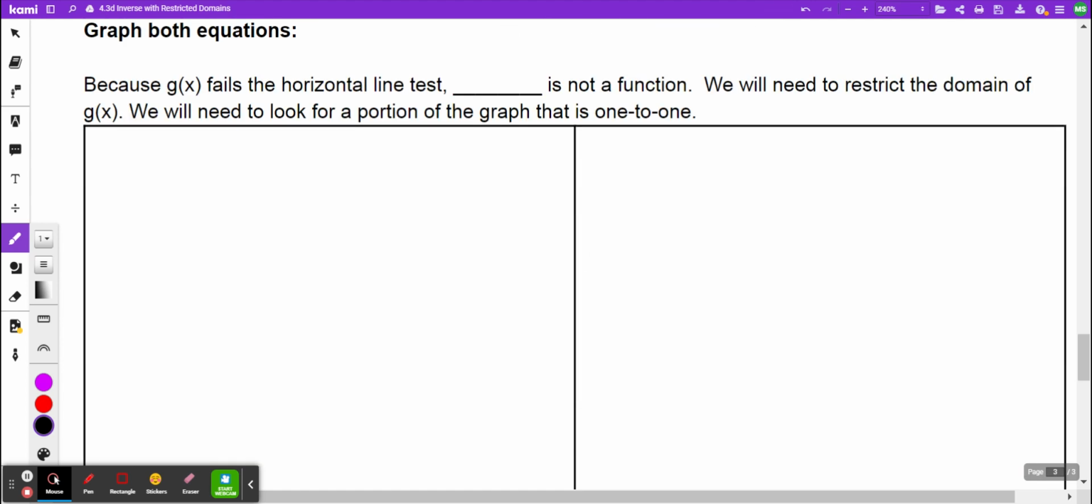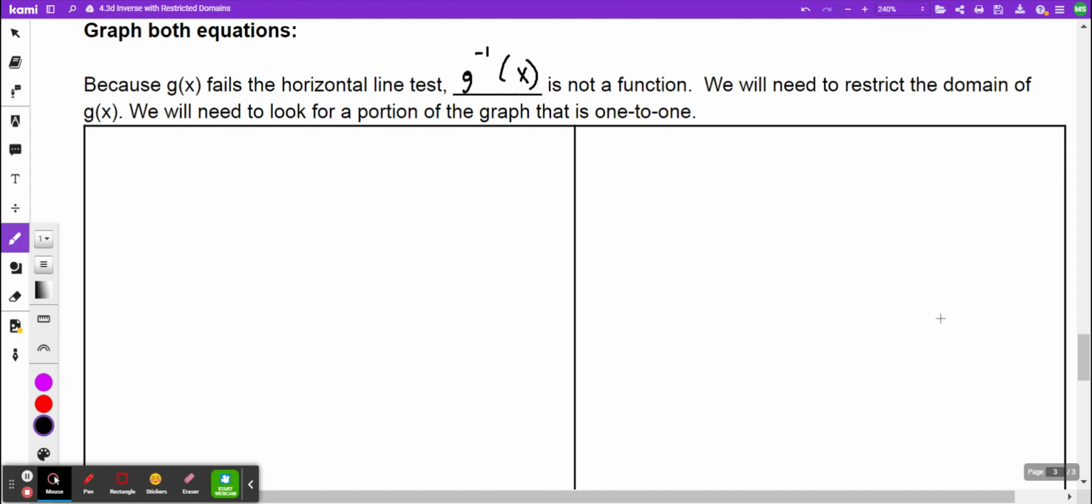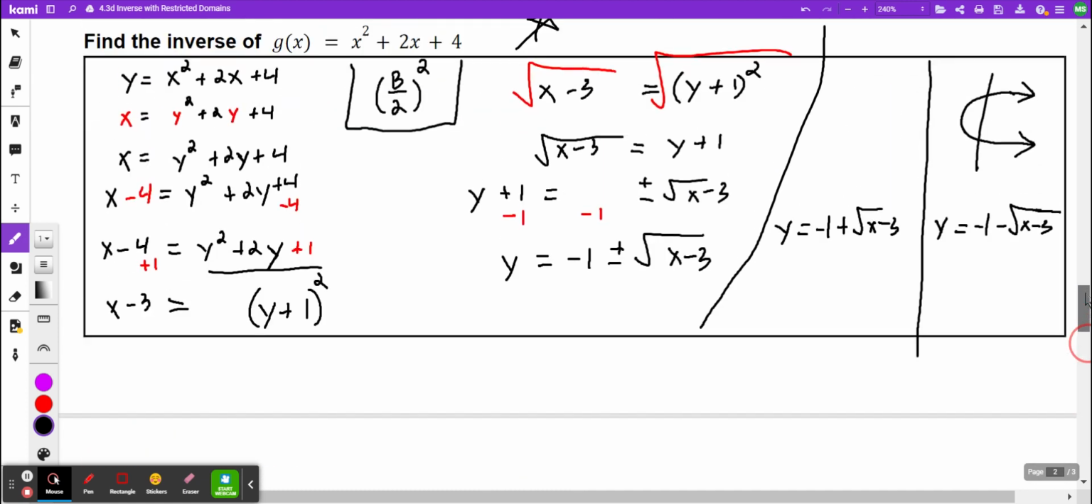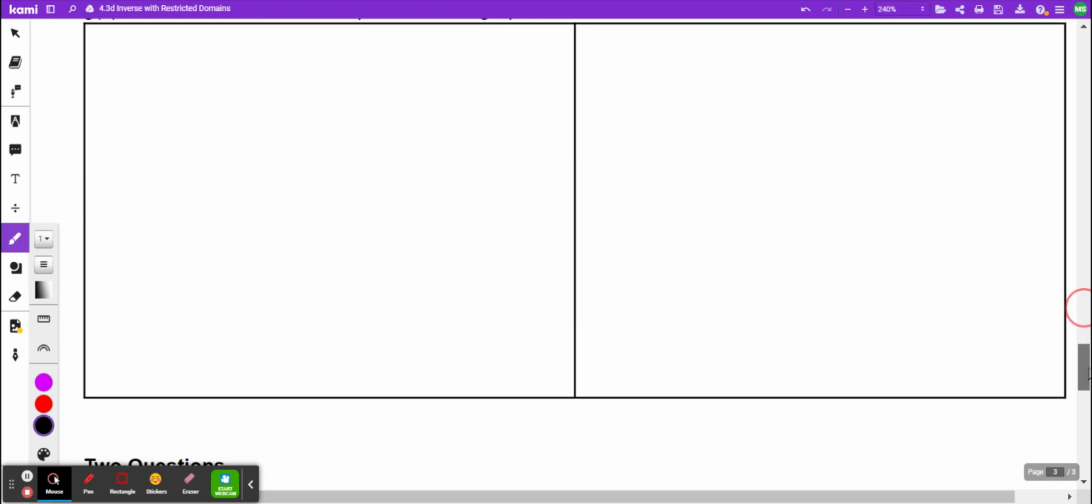So, because g of x fails the horizontal line test, the inverse is not a function. We will need to restrict the domain of g of x. We're going to look for the portion of the graph that is 1 to 1. So it can only have one input to one output. So we actually have two ways of doing it. I have it right here. I'm going to put both of these into the equation, and I'm going to show you what it looks like. All right, here we go.